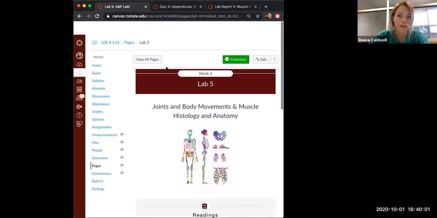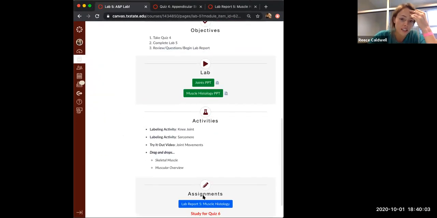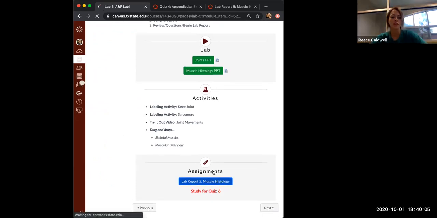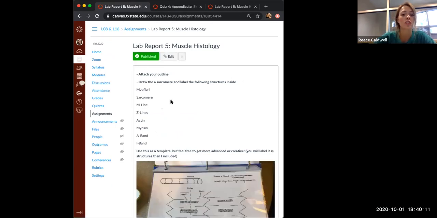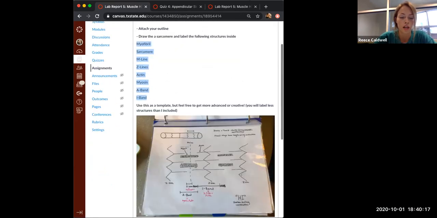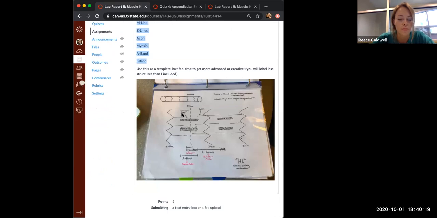Cool. So if you go to today's module, you can find today's lab report, which is lab report 5. What I'm going to have you do is, of course, attach your outline, and then you're going to draw the sarcomere and label the following structures inside. So label all of those. Here's kind of just an example. This is actually from my exercise physiology class this summer, one of the diagrams he gave us to draw out.